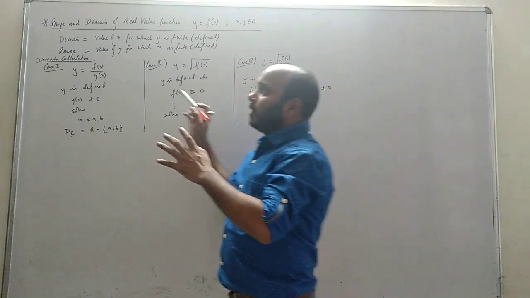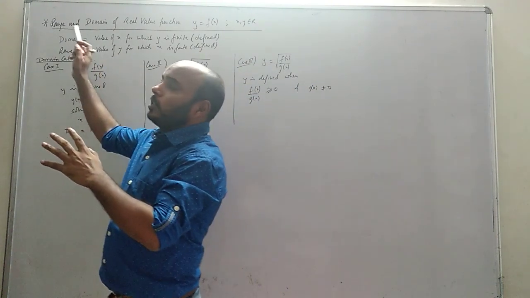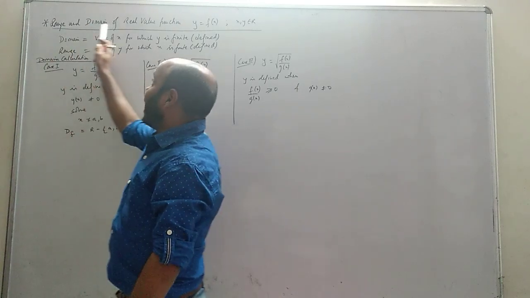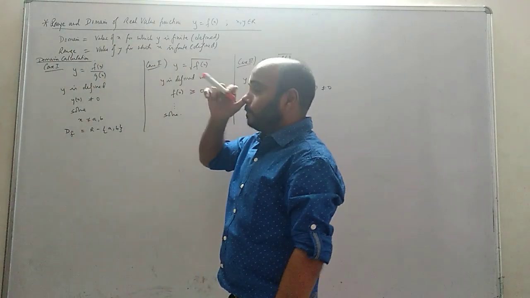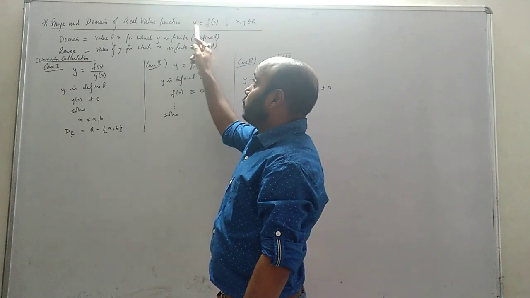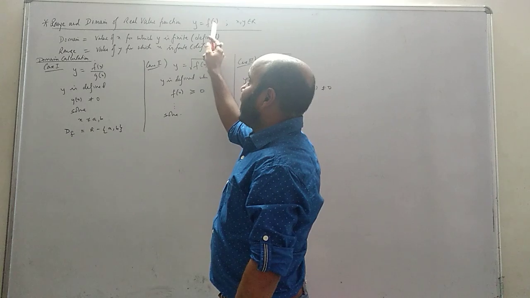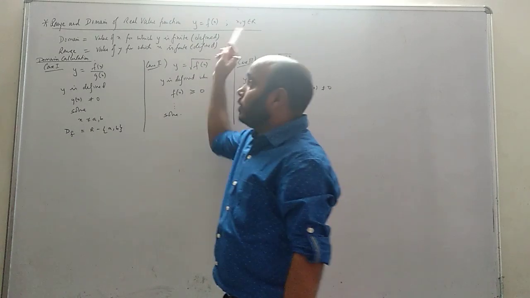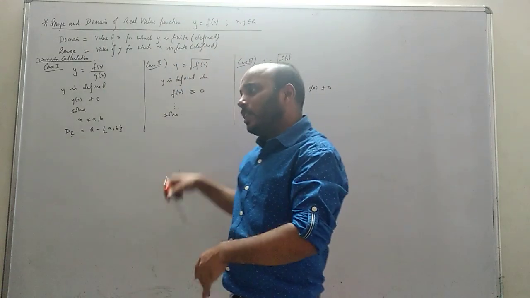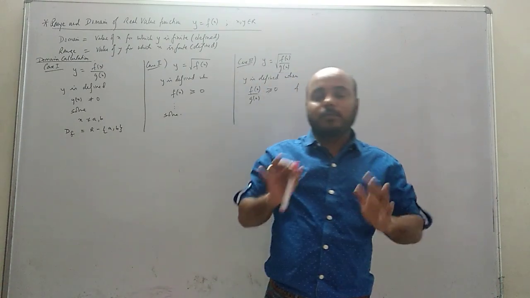But remember the topic, this topic was there in class 11 also: range and domain of real value functions. So what is a real value function? Y equals to something in terms of x, f of x. A real value function is one where x and y both belong to real numbers. Exactly the same thing you did in class 11.